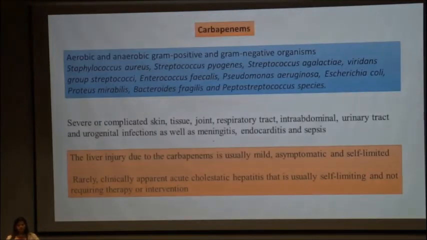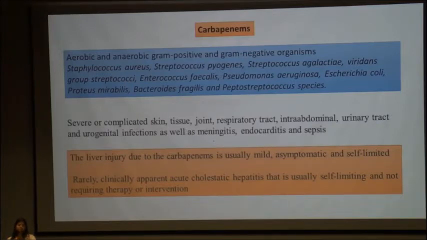Then coming on to carbapenems, again these are the most widely used antibiotics currently, because they have a very wide spectrum of activity. That is, they will cover both aerobic as well as anaerobic pathogens, gram positives as well as gram negative pathogens. They will cover Staph aureus, Strep pyogenes, other streptococci like Streptococcus agalactiae, viridans group of streptococci, Enterococcus faecalis, Pseudomonas, E. coli, Proteus, also Bacteroides and Peptostreptococcus species. So most of the pathogens which we are dealing with are usually dealt with carbapenems. However, these are the most abused drugs also.